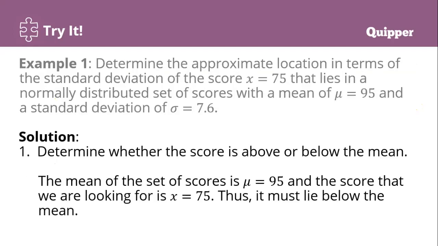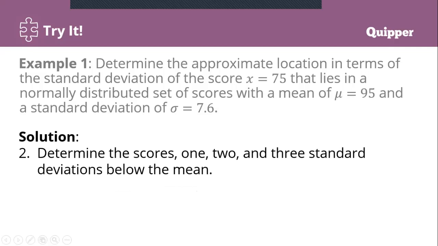First, determine whether the score is above or below the mean. The mean of the set of scores is 95, and the score we are looking for is x equals 75. Thus, it must lie below the mean. Right? It is smaller than the mean: the mean is 95 and x is 75, meaning it is below the mean. Next, determine the scores 1, 2, and 3 standard deviations below the mean. Since it is below, we subtract, we use minus.